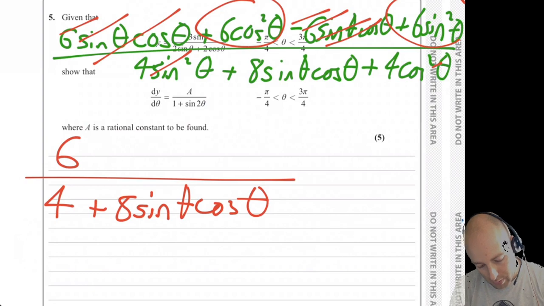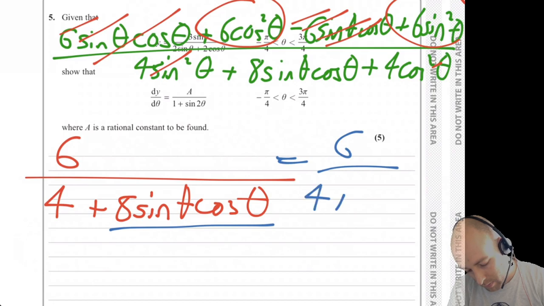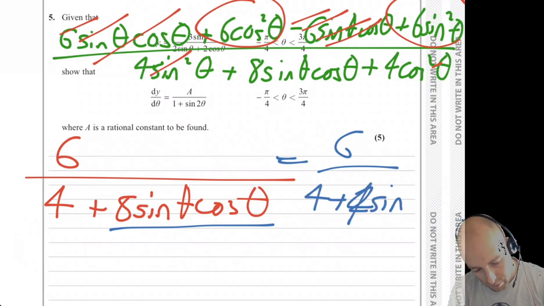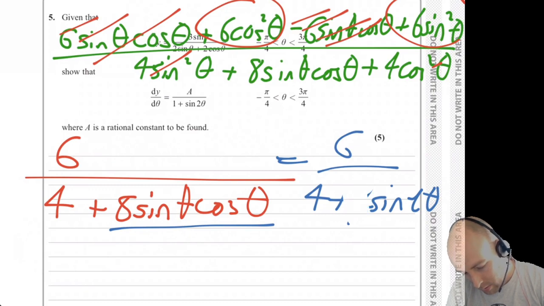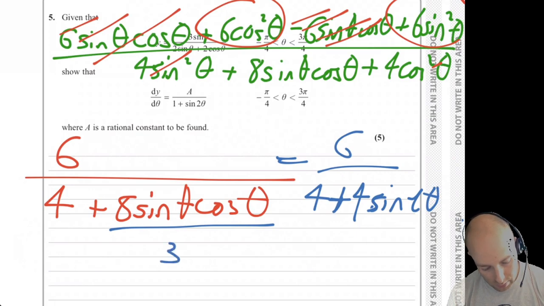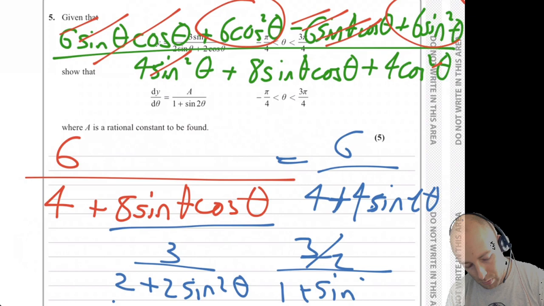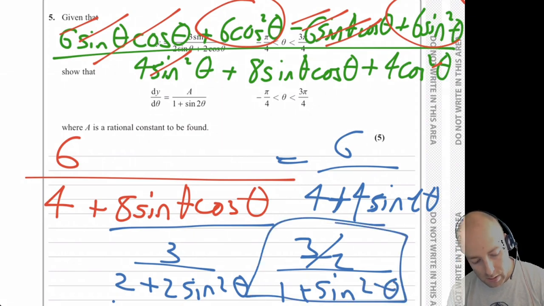We can change this using the double angle formula, so this is going to become 6 over 4 plus, well, 4 sine 2 theta, so I mark that up. So that should be 4. Then divide through by 2, and we get 3 over 2 plus 2 sine 2 theta. We can take out 3 over 2, so 3 over 2 on top over 1 plus sine 2 theta, which is what they want. So yeah, 3 over 2 is A.